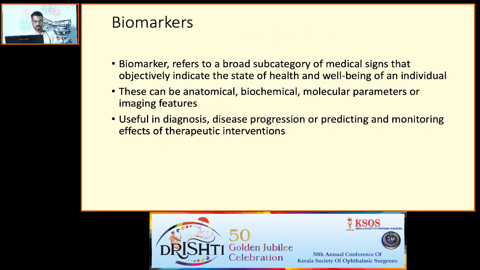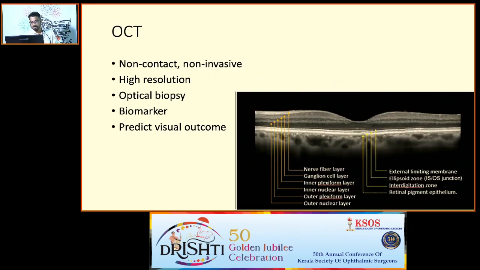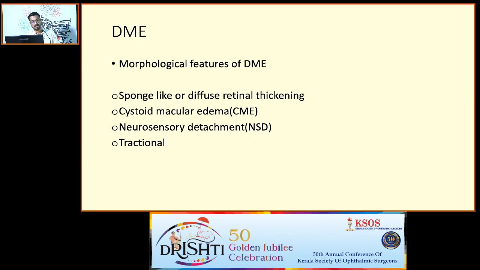Biomarker refers to a broad subcategory of medical science that objectively indicates the state of health and well-being of an individual. So these can be anatomical, biochemical, molecular parameters, or imaging features. It'll be useful in diagnosis, disease progression, or predicting and monitoring effects of therapeutic interventions. So OCT, as we all know, with the advancements in the technology, it's like an optical biopsy. It's a very useful biomarker which can predict visual outcome in these cases.